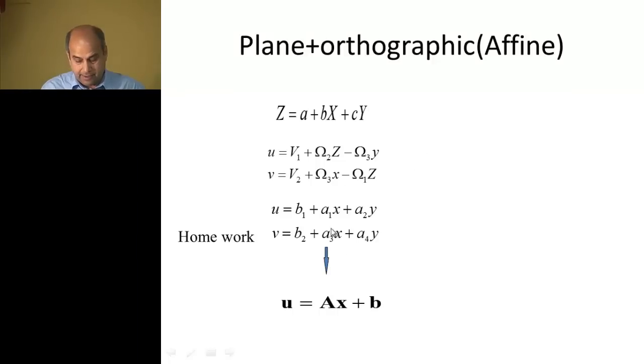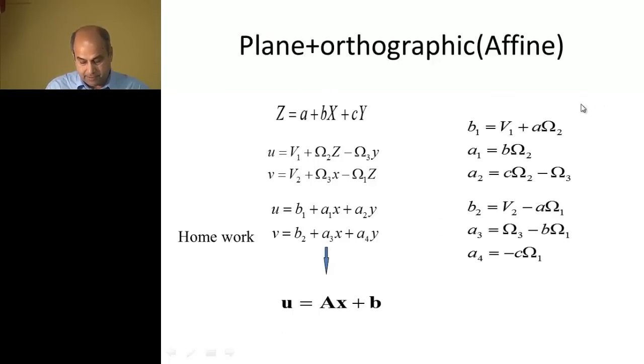As you see, we have x, y here, and then we have these constants b1, b2. So given these two equations we derived before, using the orthographic model and the planar assumption, you can easily derive these equations where b1 is this, a1 is this. This is the affine transformation using planar assumption, orthographic projection, and instantaneous model. Now the optical flow is affine of x, y. In the displacement model, x prime, y prime was affine of x, y.